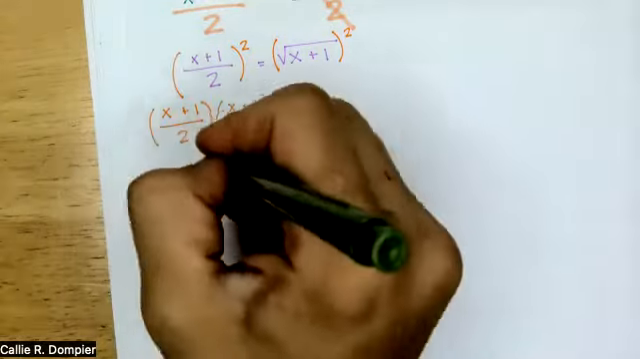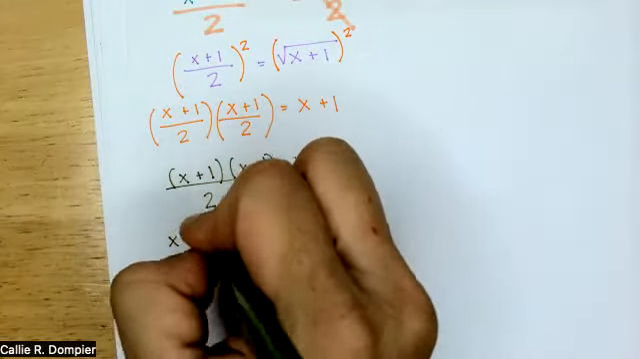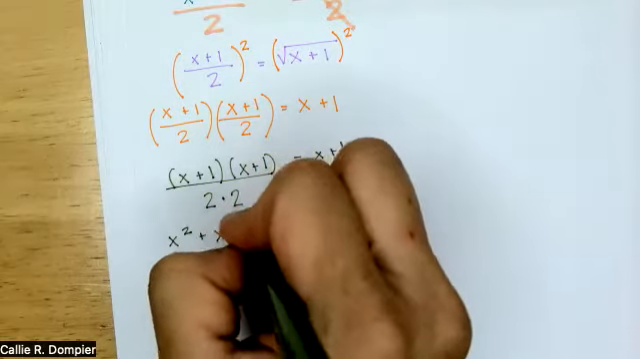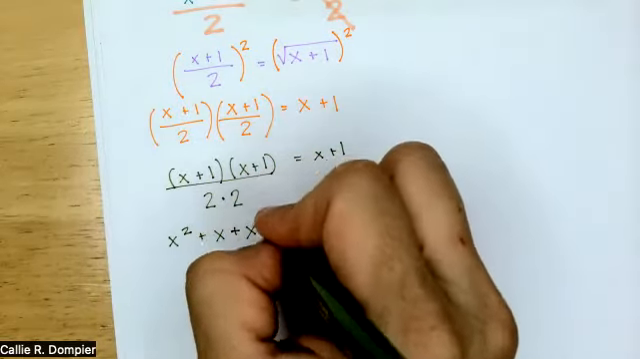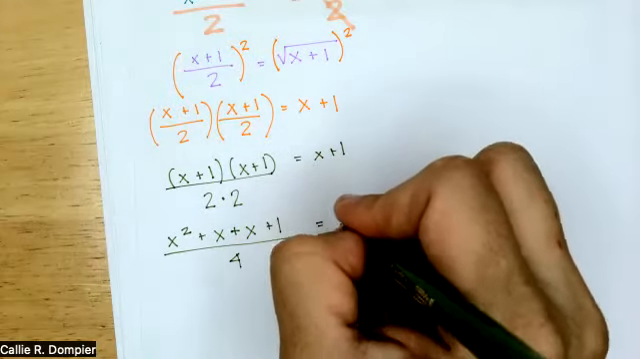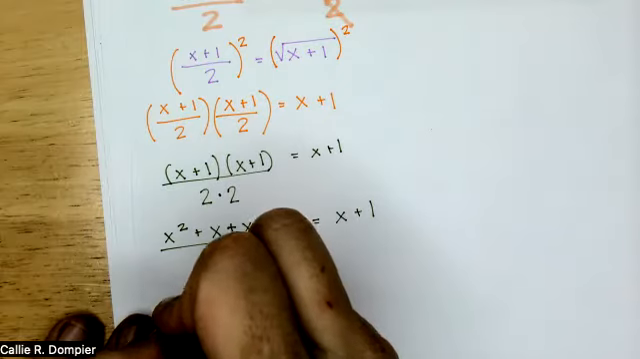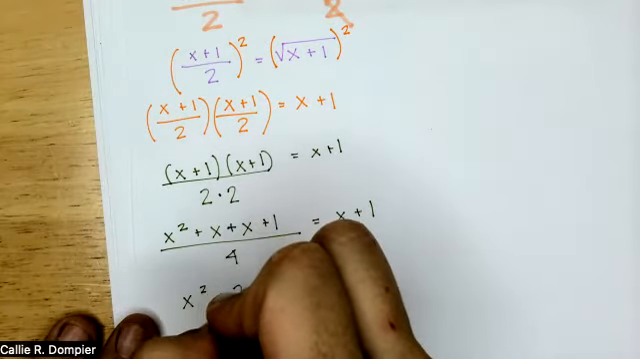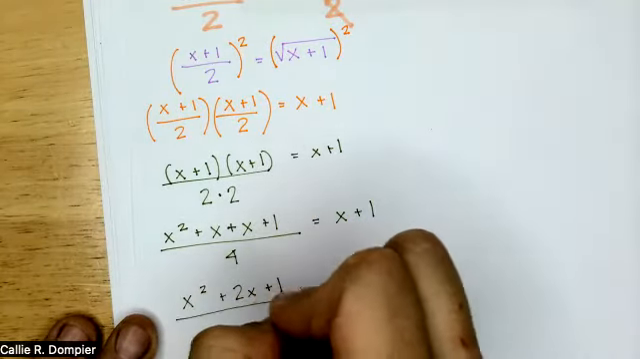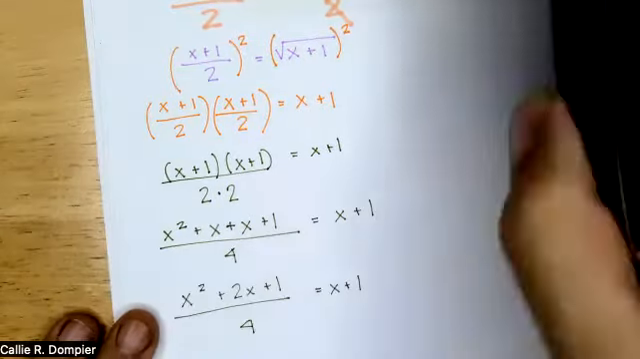We're going to FOIL this. x times x is x squared. x times 1 is x. 1 times x is x. 1 times 1 is 1. 2 times 2 is 4. Good. That could also be written as x squared plus 2x plus 1 over 4 equals x plus 1.